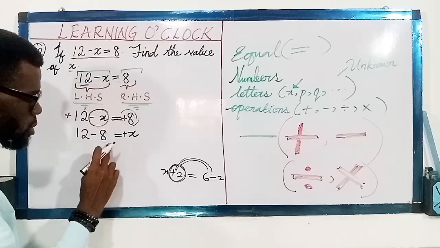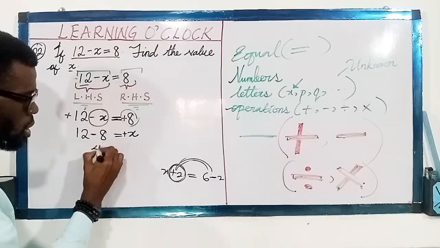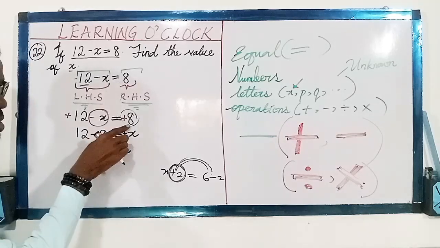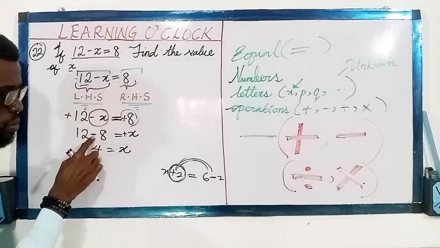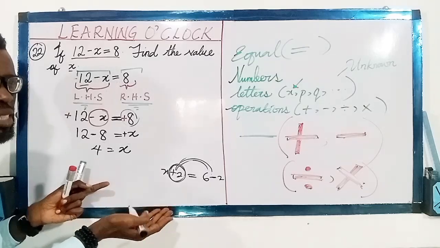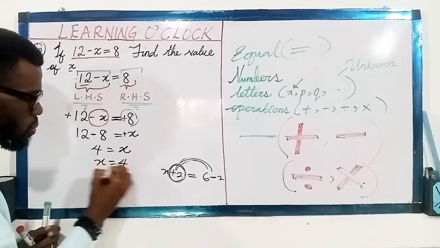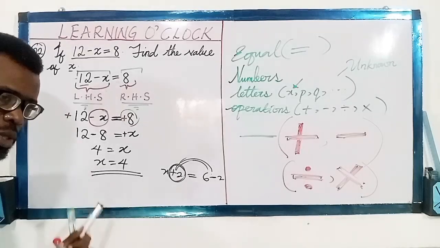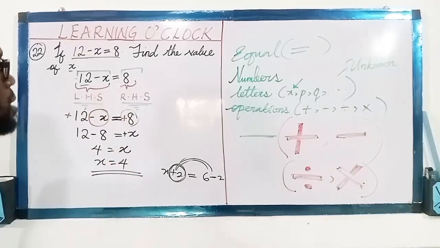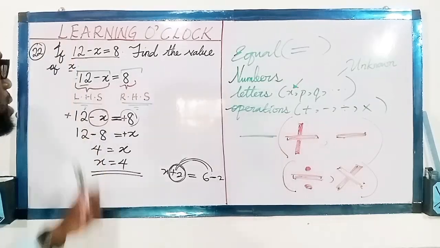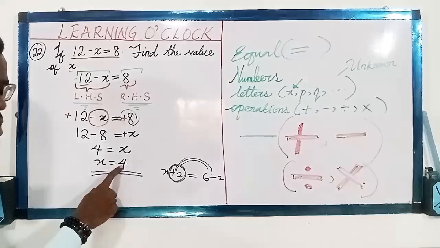So 12 minus 8, what do you have? This is 4, and this is equal to x. Positive moves, it becomes negative, right? So here it is: 4 is equal to x. It simply means x is equal to 4. There are other ways to get this answer, but let's just work with this. So this is the answer. If 12 minus x is equal to 8, find the value of x. The value of x is 4.